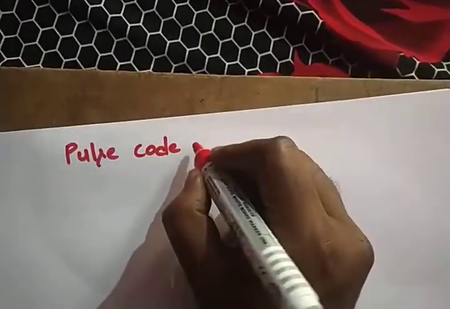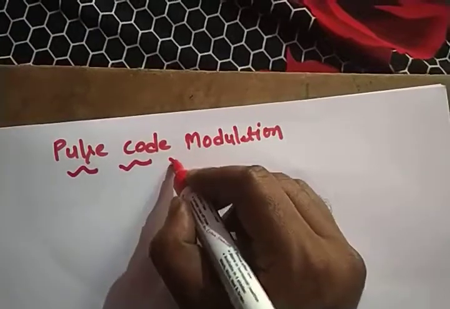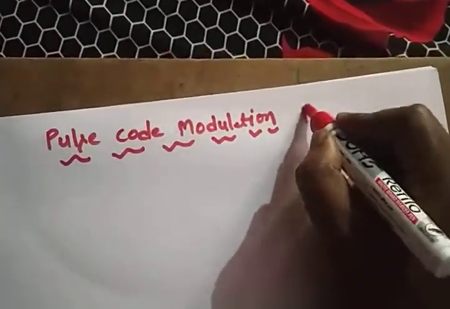Now, the last concept related to modulation is one more type, called pulse code modulation. Pulse code modulation is very, very important. What are the advantages, what are the disadvantages, what is the process? These are very important questions; definitely you'll get this type of question in your board exams. So what is pulse code modulation? We can call it PCM.